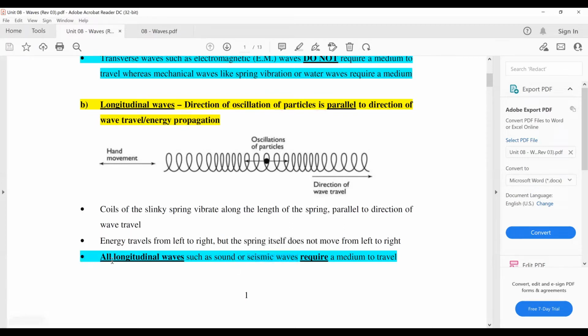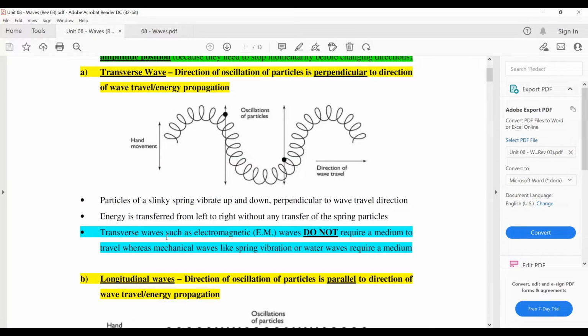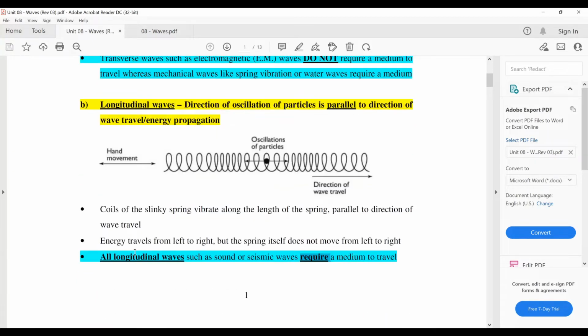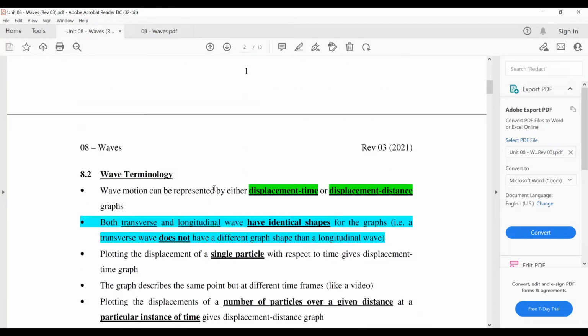All right. So longitudinal waves must require a medium to travel. There is no such thing as a longitudinal wave that doesn't need a medium to travel. Okay, so this is a bit different from transverse wave. Transverse wave does not necessarily need a medium, but longitudinal wave must have a medium. If you don't have a medium, it cannot travel. Okay, so this is one of the main differences between longitudinal and transverse.